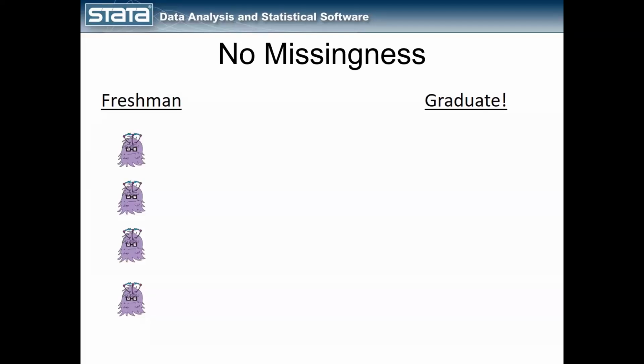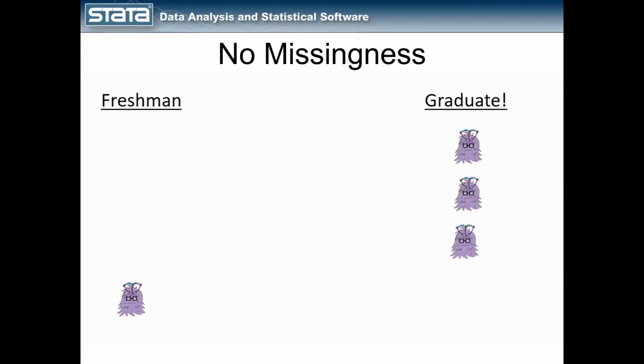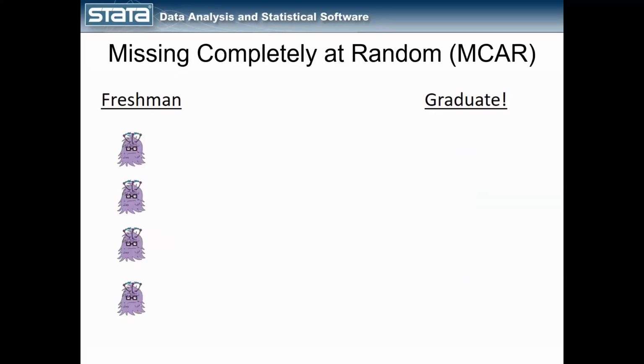So let's imagine a perfect world where we didn't have any missing data. What happens here is the freshmen come in, they take all their classes, and eventually they graduate and they get their class rings or whatever. And everyone's happy, including us, because we have complete data and we don't have to deal with multiple imputation or FIML or any of these things. But we know that we don't have that. We have some missing data. So the next question becomes, how did the data become missing?